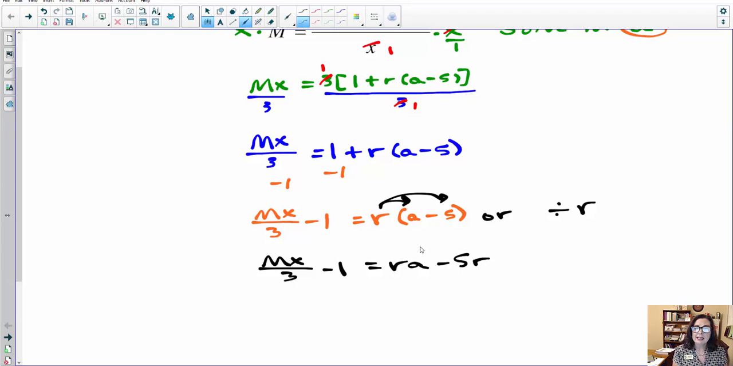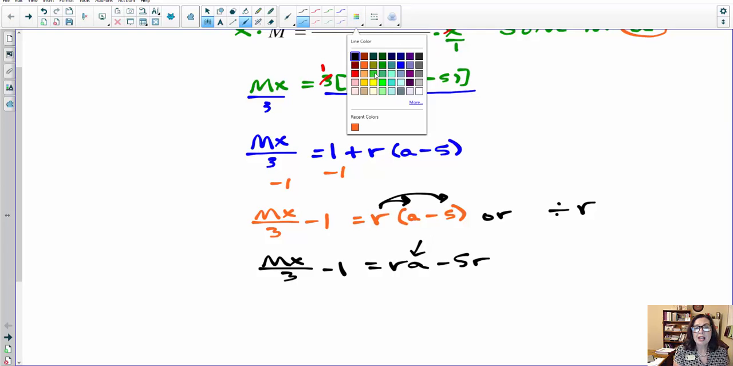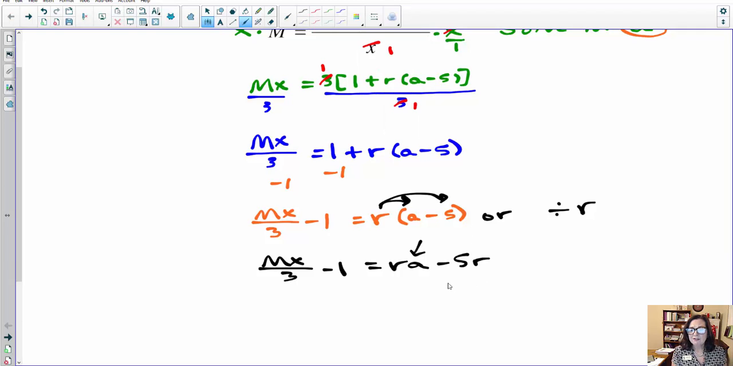All right. Again, let's not lose sight of the goal. We're trying to get a by itself. I have 5r being subtracted from it. To undo that, I would like to, let's go with purple, add 5r on both sides. So I have mx divided by 3 minus 1 plus 5 times r is equal to r times a.